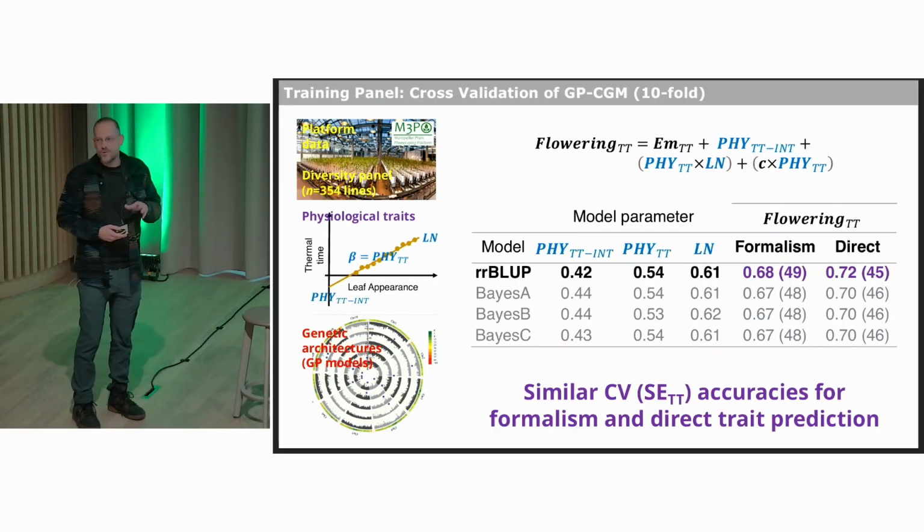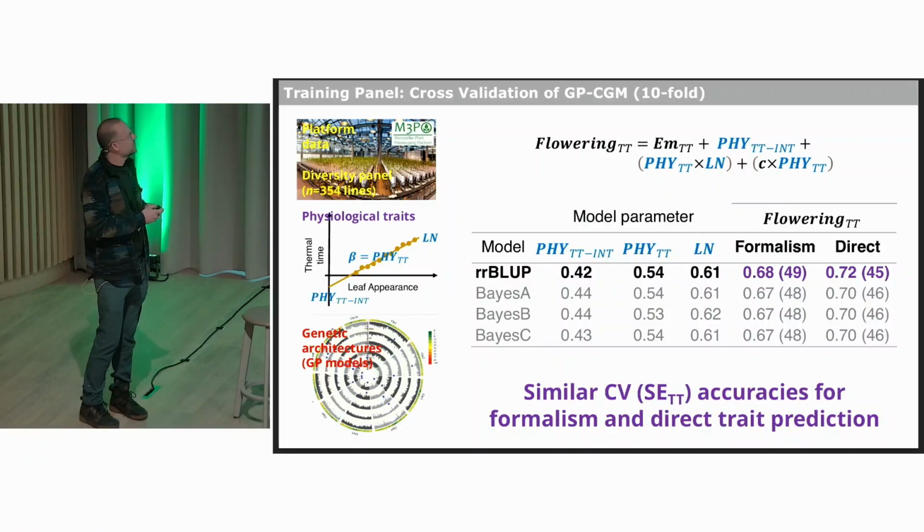What I want to do is walk you through a few results of the validation parts of this process. First is the training panel for the parameter traits, and I know other speakers have also shared similar results like this. So here's our formalism response using the phylochron and the leaf number, et cetera.